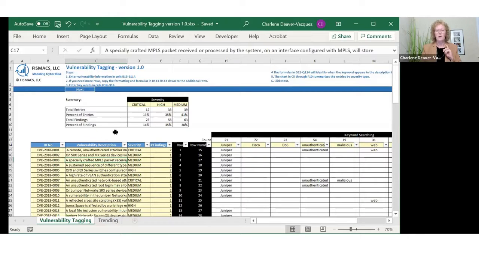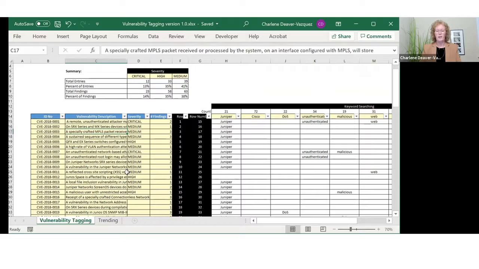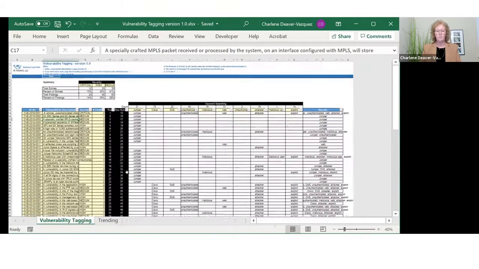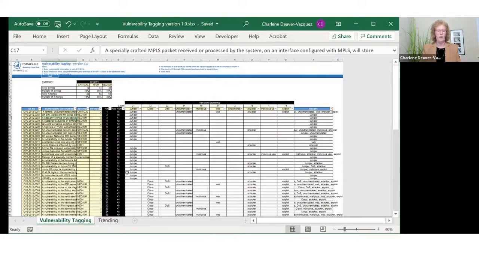We have a summary at the top that gives you a breakdown of whatever data you've put in: your critical, your high, your moderates, and all that. So we give you some nice little statistics at the top, which could be a snippet that goes into a reporting piece. I'm going to zoom out a little bit, so now you can see the whole thing.